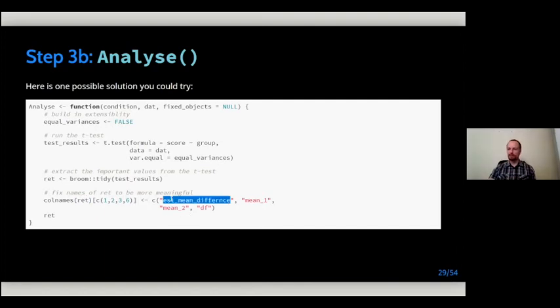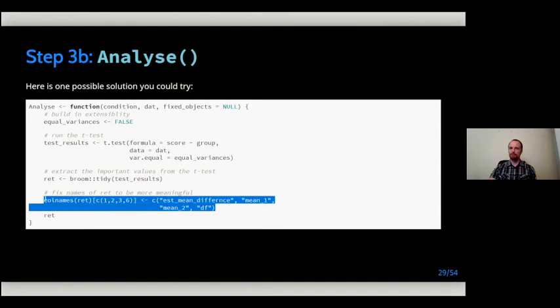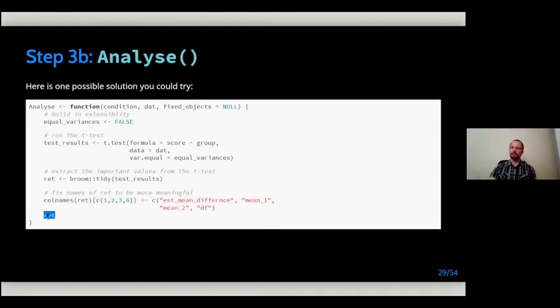So the first is going to be my estimated mean differences. I want to have the sample mean for the first sample and the sample mean for the second sample. And then the one called parameter is going to change to be degrees of freedom. So now I've got my results extracted from my test results object, renamed to make sure they're meaningful so that I can use them more easily in my summarize function. I'm going to pass that final data structure, which is just a data frame, back as my return object.